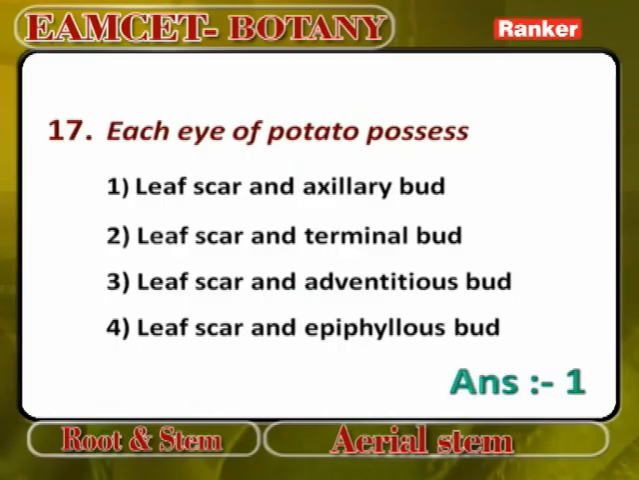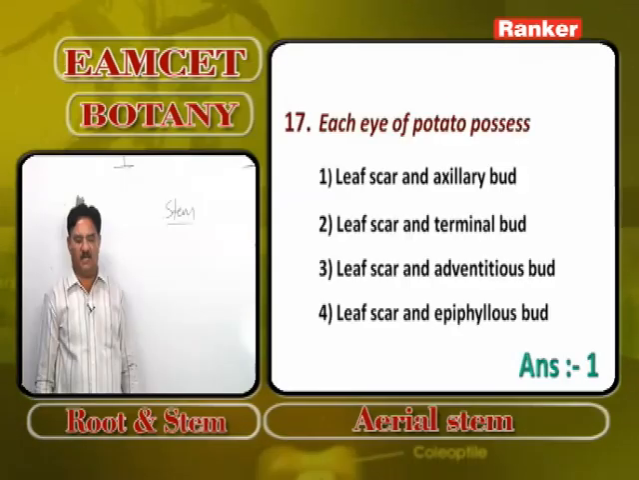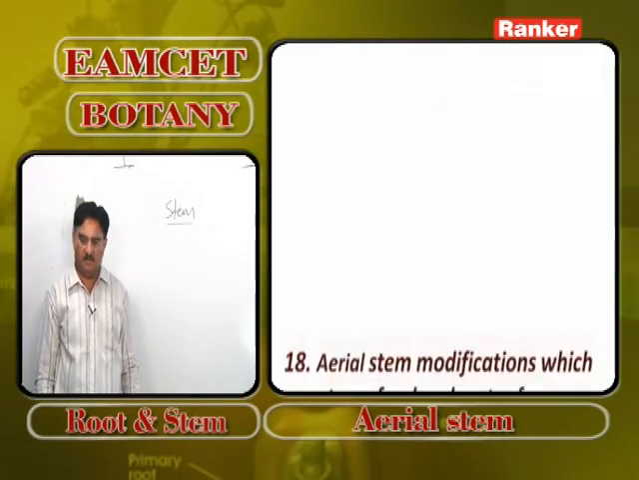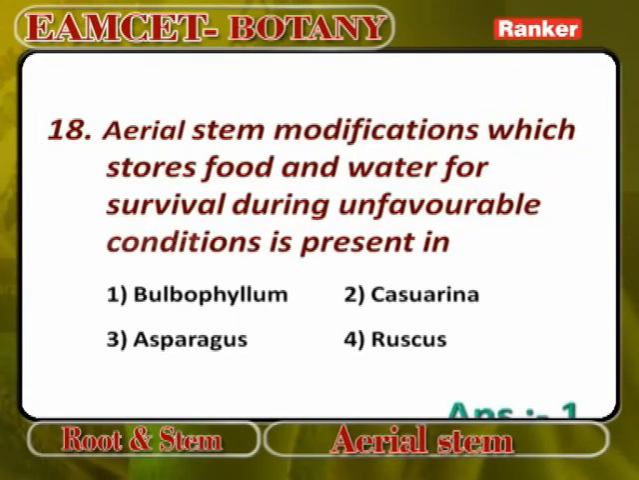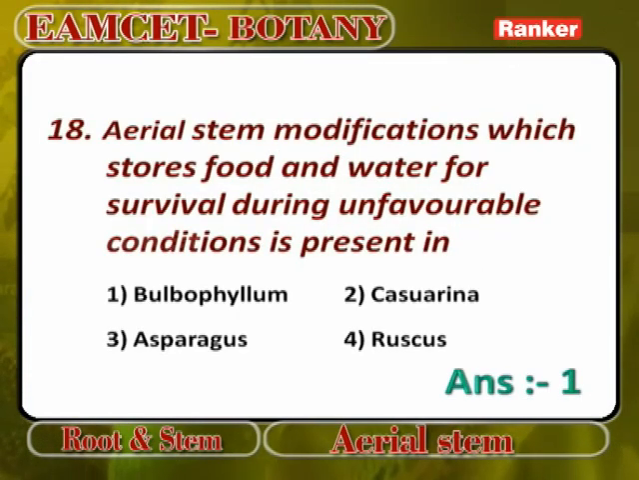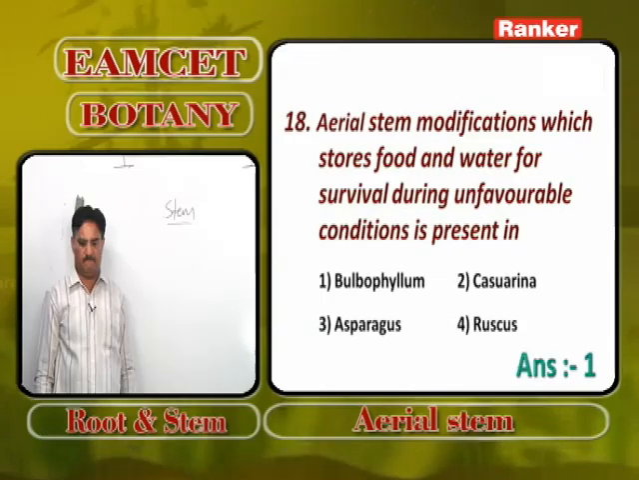Each eye of potato possesses a leaf scar and axillary bud along with a half moon shaped node. So, the half moon shaped node, leaf scar and axillary bud combinedly form an eye in potato. Aerial stem modification which stores food and water for survival during unfavorable conditions. This is nothing but bulbophyllum, pseudobulb, where the aerial stem internode stores food material, not only food and water, to overcome unfavorable conditions because it is an epiphytic plant.